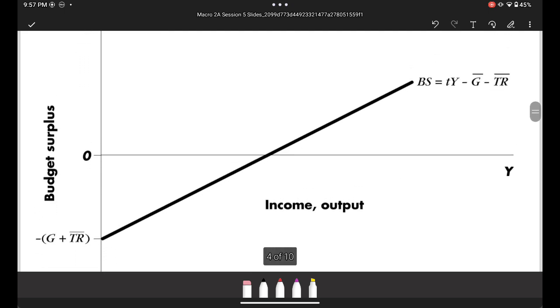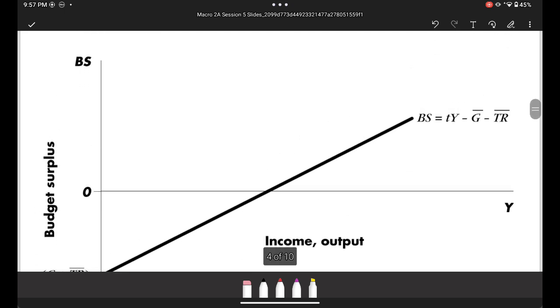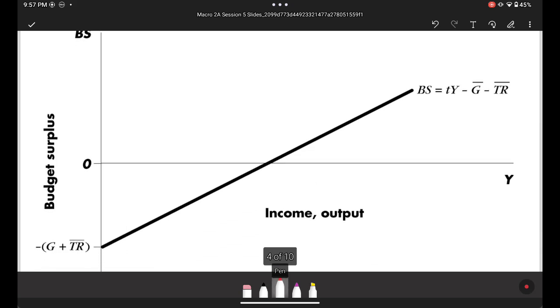Now the budget surplus graph is basically simple. Y is the income, right? So if there's more income in the economy, will you agree with me that there's more taxes in the economy? I mean, obviously, if people are making more money, the government is going to tax you. So the more income, your budget surplus increases, it goes up. That's good for the government. However, if your income is very less in the economy, the government is going to make a deficit.